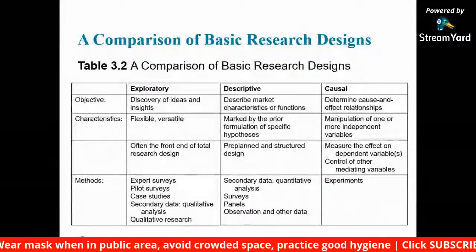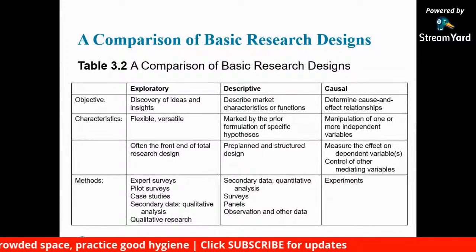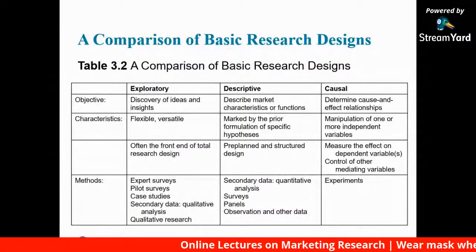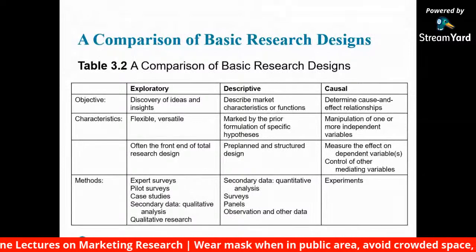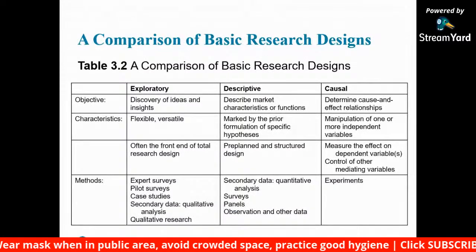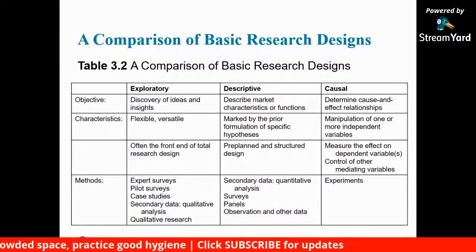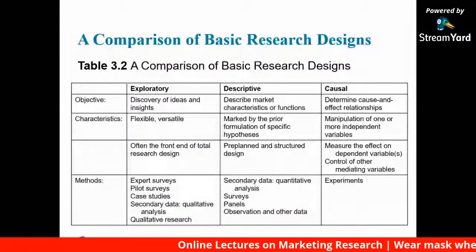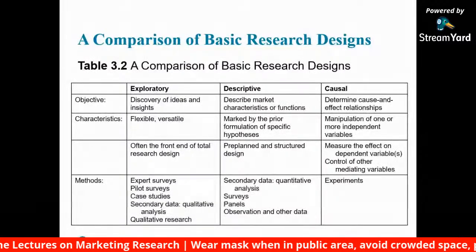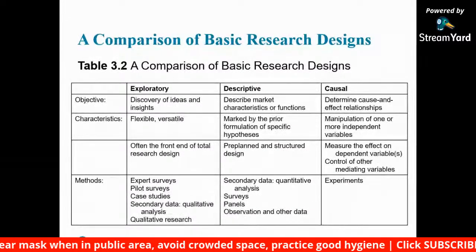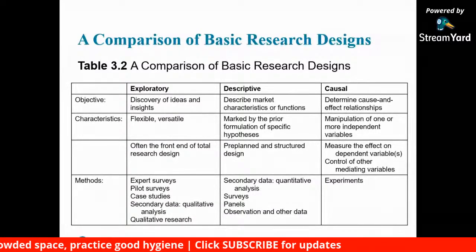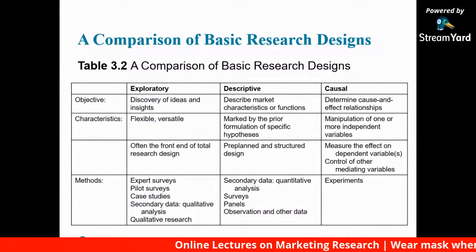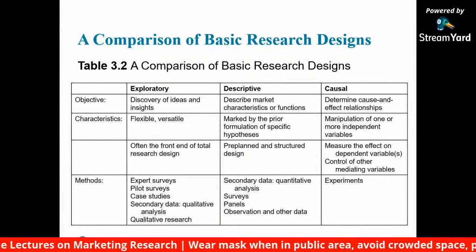Okay, the characteristic of exploratory is more flexible, more versatile. For descriptive, it's marked by prior formulation. It has an already structured design. However, for causal, it's looking at one-to-one variable. Often the front end of the total research design is exploratory, giving you more space to discuss, more arguments can come up. However, for descriptive, it's already structured. You need to follow it and analyze quantitatively. But for causal, you measure the effect on the dependent variable, with control of other mediating variables, so it will look at the one-to-one effect, one variable to another variable.